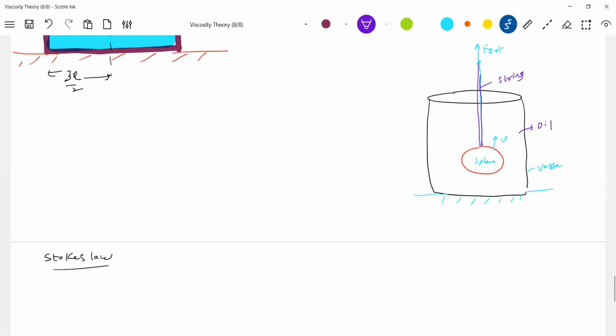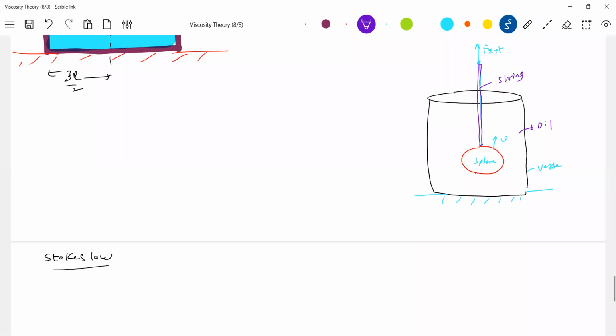Okay, let me put everything clearly now. Anybody, can you tell? Okay, no problem. What is the area there? Sir, what is the area? Area of the surface of a sphere, how much? 4 pi r square. What is the velocity v?